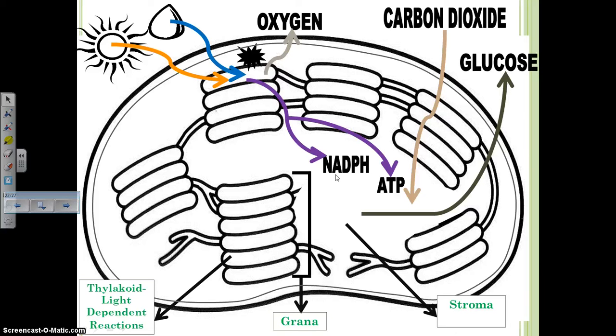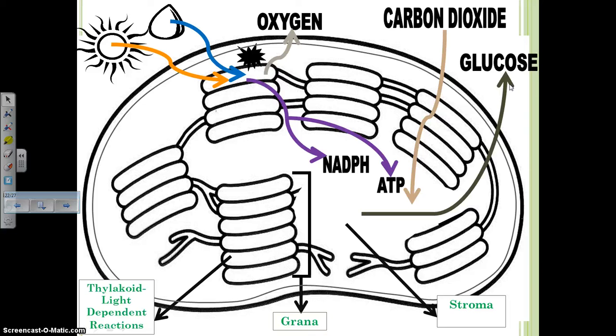And the light-independent reactions are taking place in the stroma, not to be confused with the stomata. So the light-independent reactions are taking place where? This sort of empty space here of the chloroplast? The stroma. Carbon dioxide enters into the plant through the what? Through the stomata, and enters into the stroma. This is all the light-independent reaction taking place, and as a result, you have the production of glucose, food for the plant. That's the whole purpose of photosynthesis, to produce that glucose.